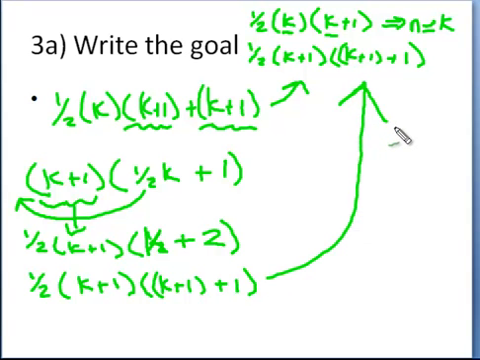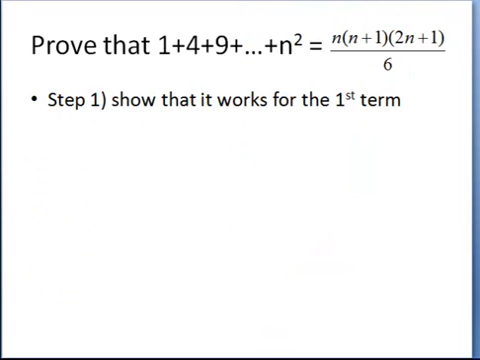which was our goal. It does take some algebraic manipulation. It really helps to know what your goal is, to know where you're going. So once we've shown this, that it works for k plus 1, we can now assume that it works for all numbers. We'll work through another one before I turn you loose to try your own.